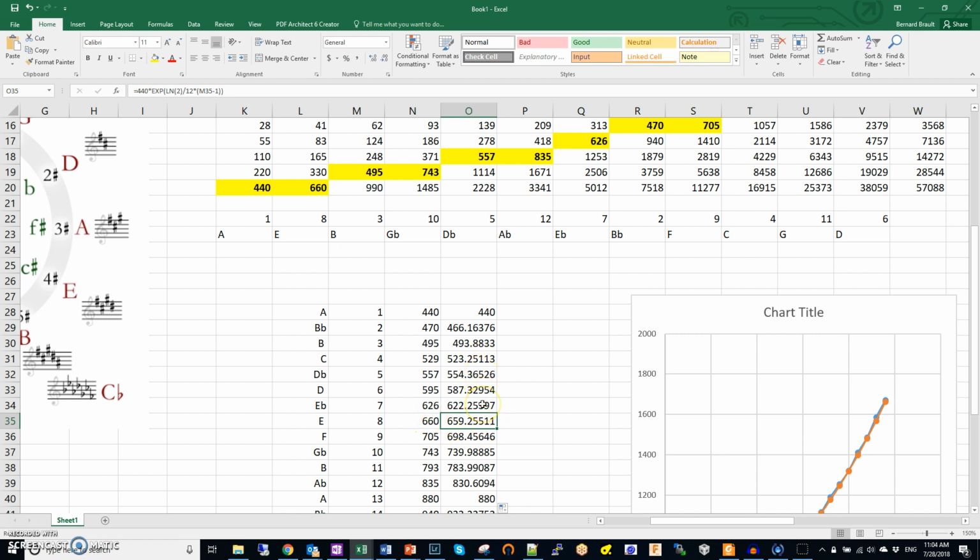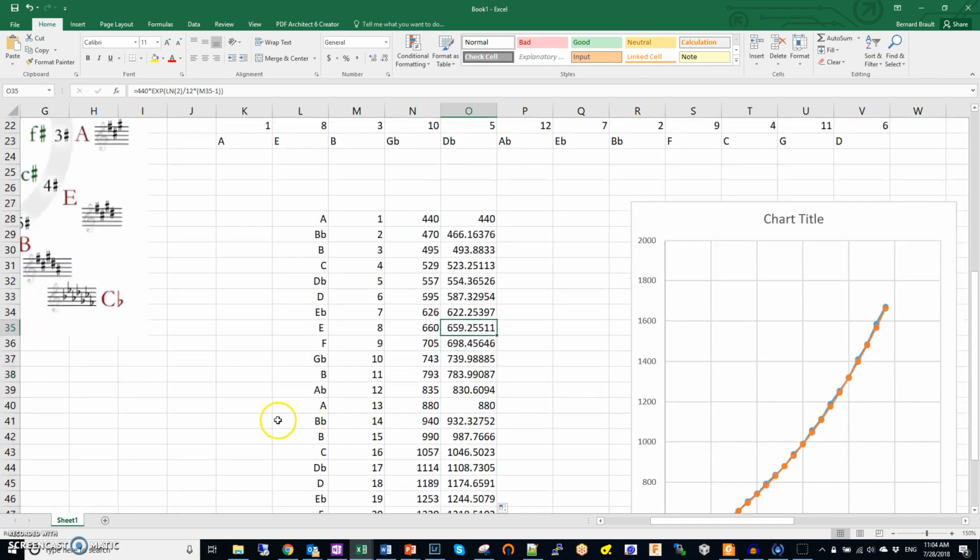However, the big advantage of equal temperament is that you don't need to cheat when you arrive at the next octave higher up. You naturally arrive at twice the frequency, versus, if you remember, I had to cheat a little bit in that case.